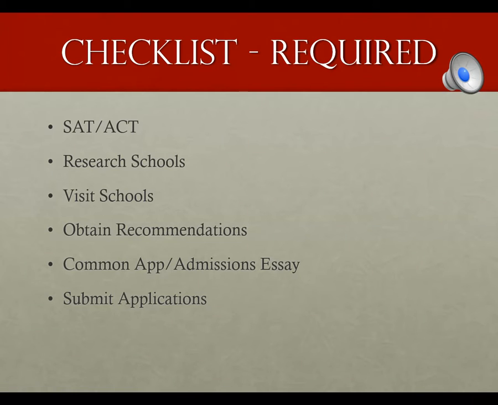Depending on your timeline, some students may engage in the process of college admissions more than others. This slide, the checklist / required, really provides a list of things that you can't get around. They're mandatory. They must be done. Your son or daughter will need to take the SAT or the ACT. He or she will need to research schools and visit schools. He or she will need to obtain teacher recommendations, a minimum of 2. He or she will need to fill out the common application and write a minimum of at least 1 admissions essay, and he or she will need to submit their applications to their guidance counselor.